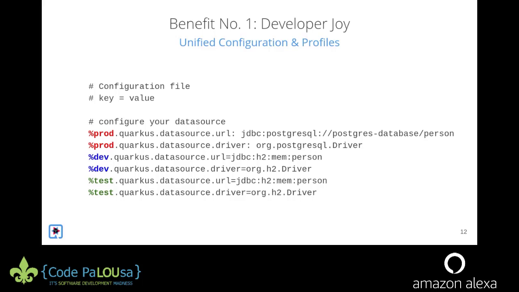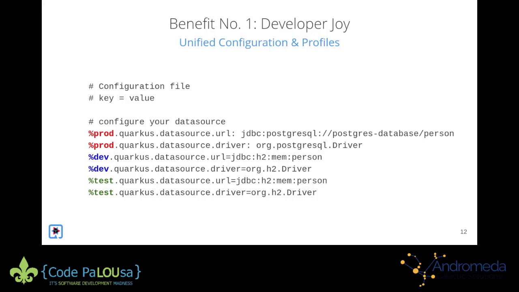So in this case, it'll use the data source for the JDBC H2 mem:person, and the driver for org.h2.Driver. If I was in production mode, of course, it would use the top two. So this is what I'm getting at as far as being able to have a single configuration file, but be able to support the different profiles that you use along the development path. So whether you're in dev or test or in production, which is really powerful. And again, all of those configurations are in one file, so you don't have to worry about managing a whole bunch of different files.